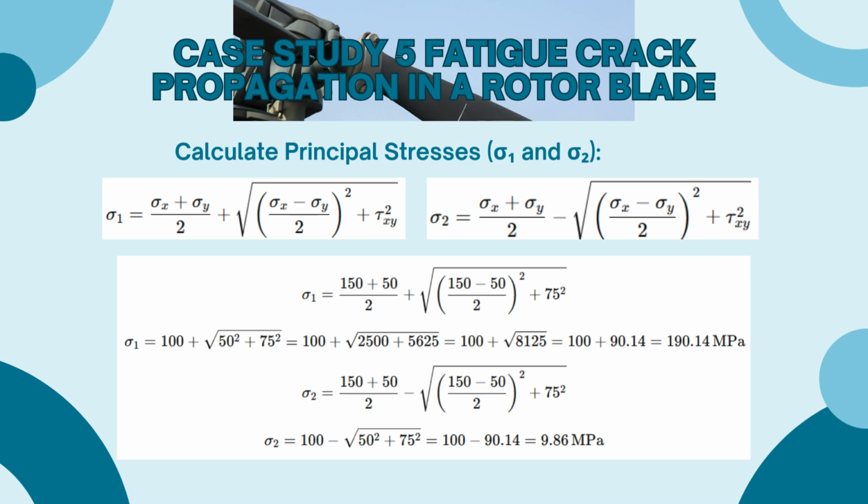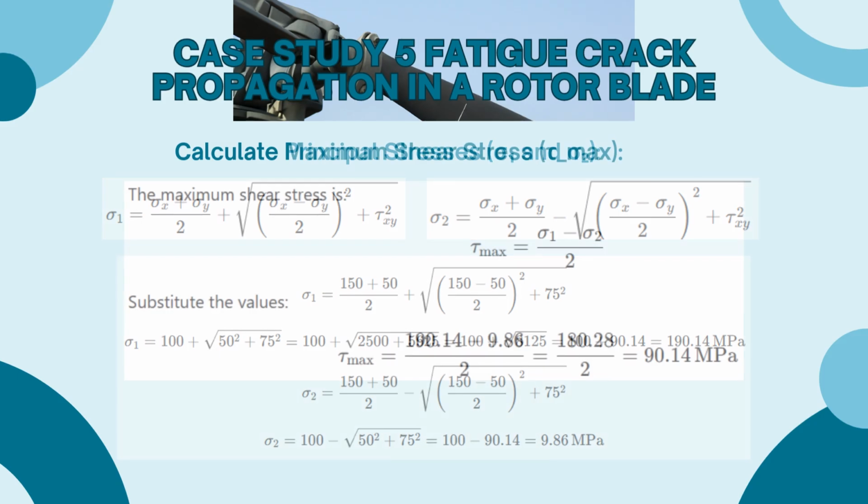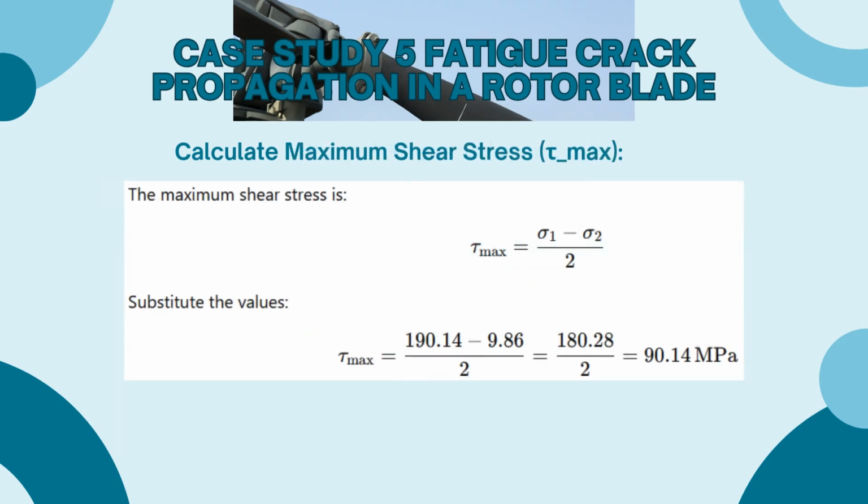Let's now calculate the principal stresses, sigma 1 and sigma 2, for the rotor blade. Given the following stresses: sigma x equals 150 megapascals, normal stress in the x direction; sigma y equals 50 megapascals, normal stress in the y direction; tau equals 75 megapascals, shear stress. We use the principal stress formulas. Thus, the principal stresses are sigma 1 equals 190.13 megapascals, sigma 2 equals 10.87 megapascals. These values are essential in determining the critical stress points in the rotor blade for fatigue analysis.